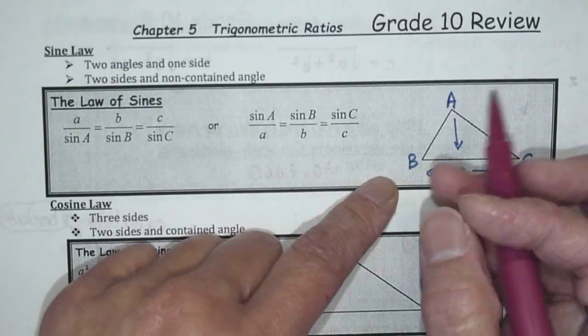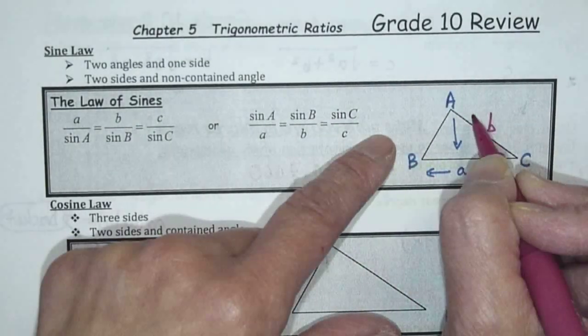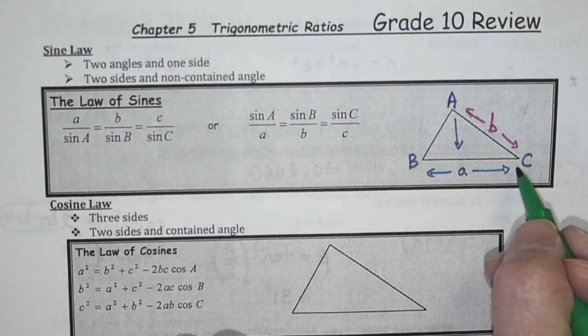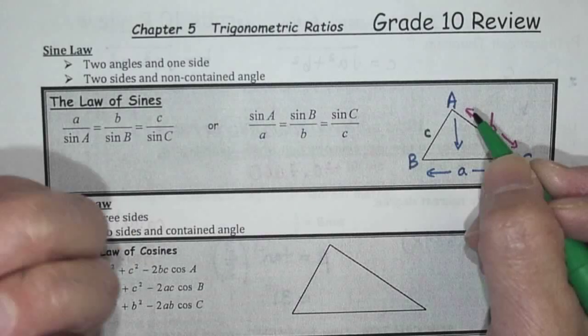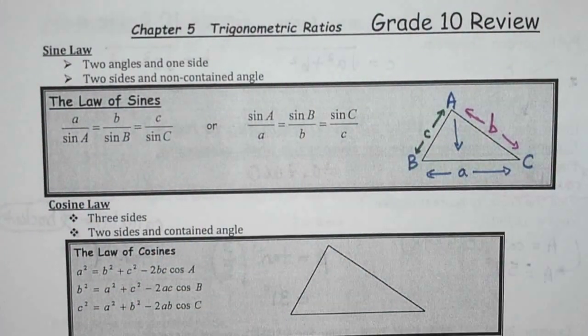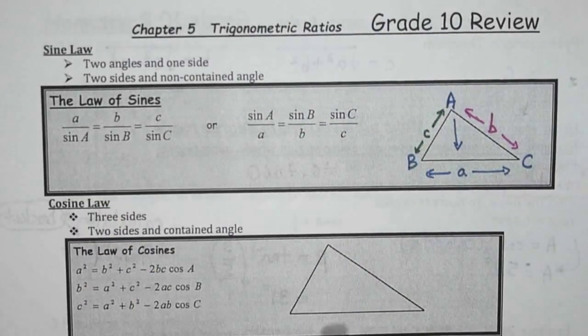So across from here, that side length AC would be the side length b. Then this side here, across from C, would be a lowercase c. It's hard to see a lowercase c versus a capital, but it's a little smaller. That's how we label a triangle. So we've got A, B, and C, and we've got the law of sines.